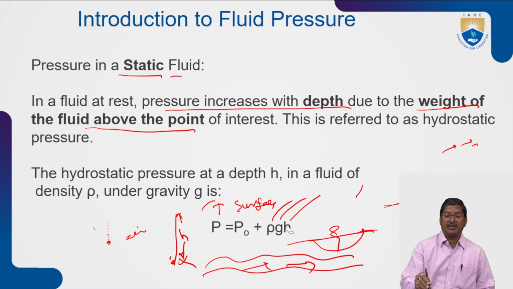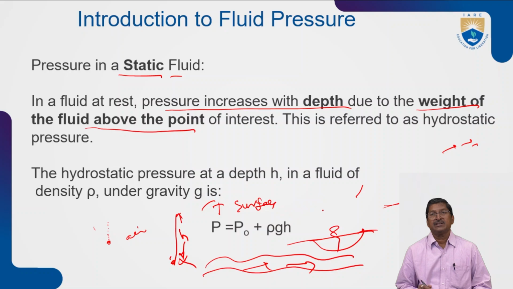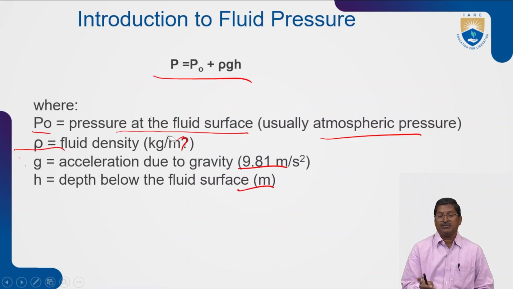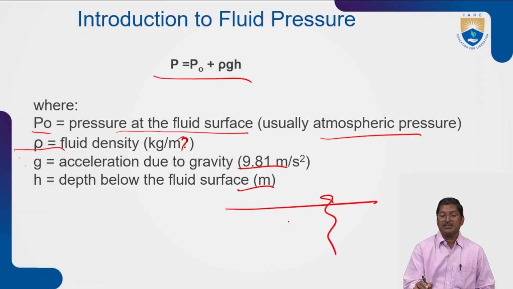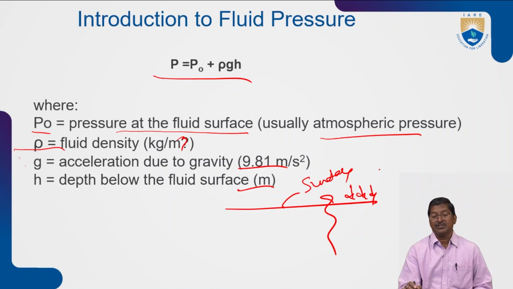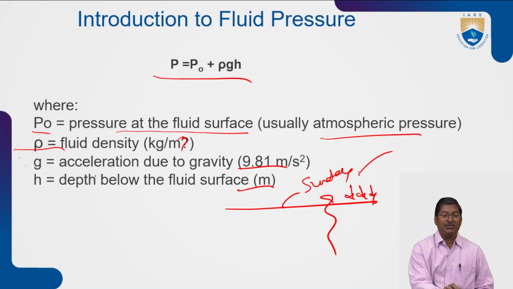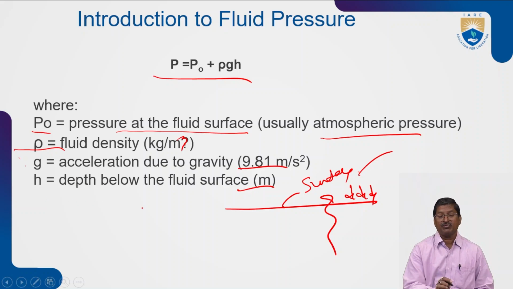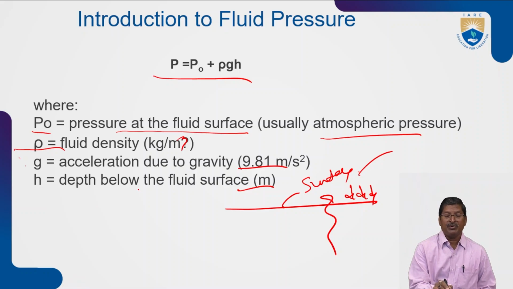So here the formula is P is equal to P naught plus rho g h. Where P naught is the pressure at the surface. That means this is water, this is the surface. So what is the pressure here? Gauge pressure is 0, but atmospheric pressure will be there. That's why P naught is the pressure at the fluid surface, which is also called atmospheric pressure. Rho is the density of fluid, g is the acceleration due to gravity, 9.81 meter per second square, and h is the depth of fluid from below the surface.